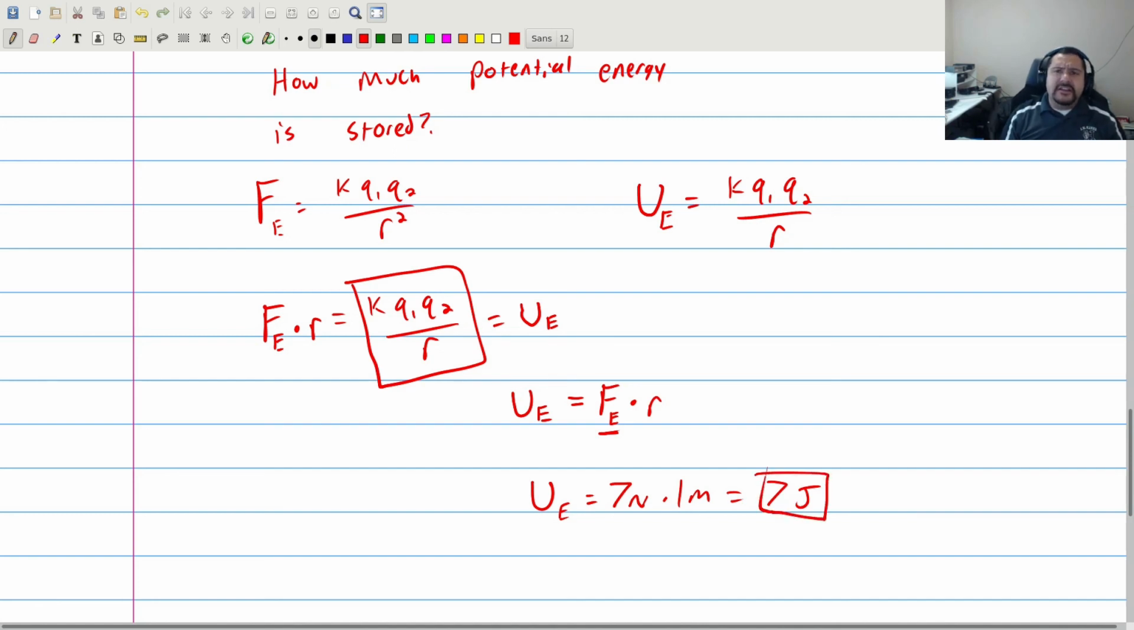Now things can get a little bit more complex with electrostatic potential energy. If you move things enough that they start to change the forces on each other, now you have to take that into account. And instead of simple multiplication, now you have integrals and calculus-based physics. But that's beyond the scope of this lecture. So for now, you can think of it as force times R is equal to the potential energy.